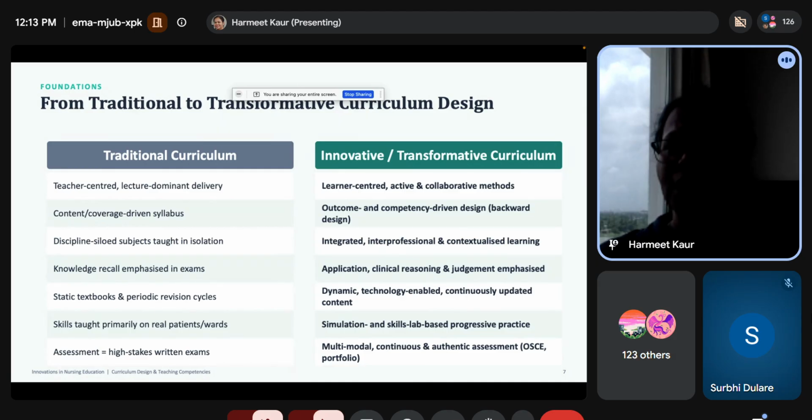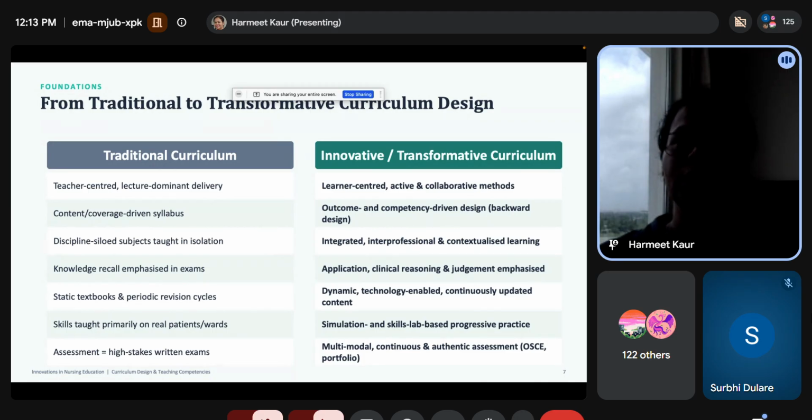So our curriculum should be such that when a student is transitioning from their studentship to the service side, they should be able to apply whatever they have learned. But that learning has to be in the college only. The learning has to be in the education system, where they are able to understand what is clinical decision making, what is their judgment. If this is happening, what to do.